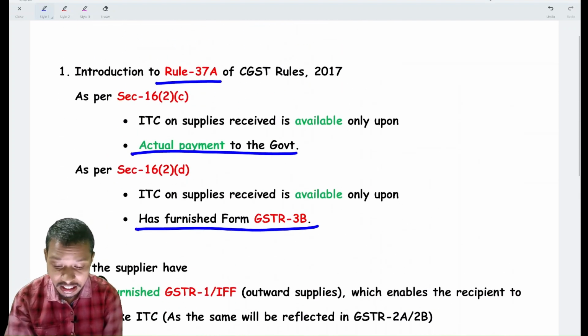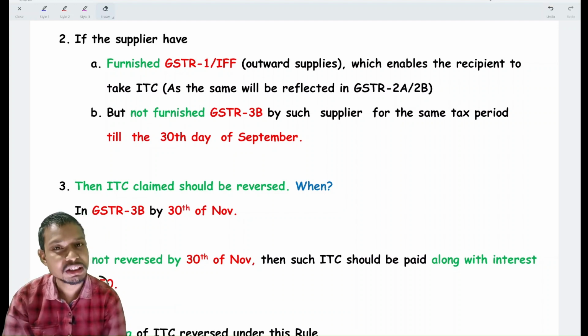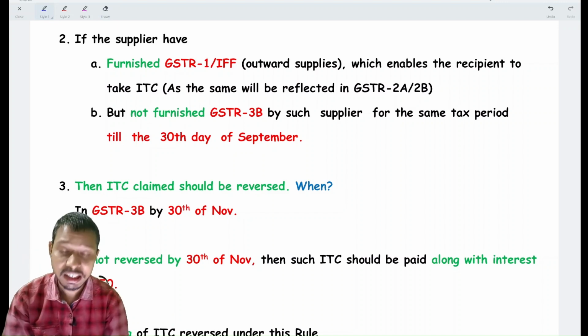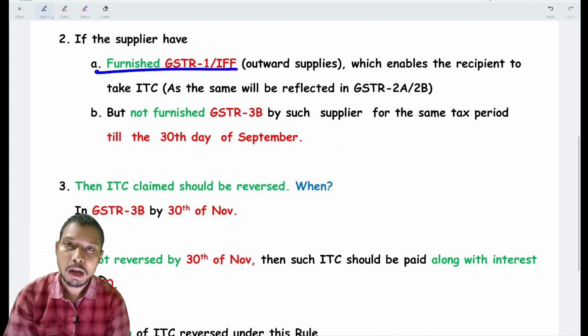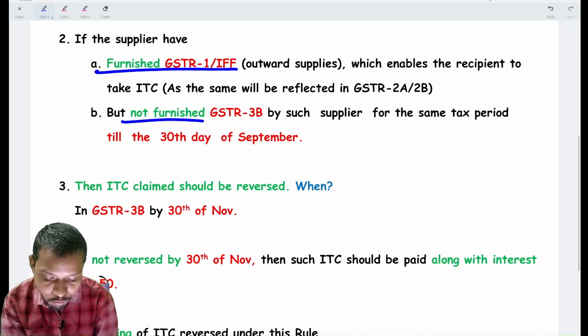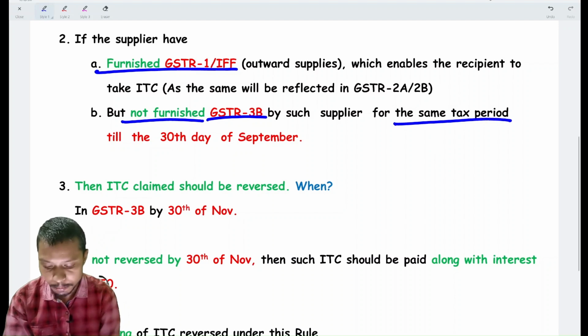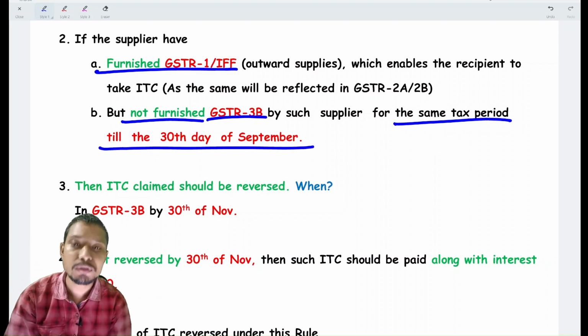We have discussed the relevant clauses for Rule 37A. Rule 37A talks about reversing of input tax credit in some situations. So, what are the situations? Let's discuss. The supplier of goods or services has furnished the outward supplies details in Form GSTR 1 or IFF facility. However, he did not furnish Form GSTR 3B for the same tax period till 30th day of September of the subsequent financial year.